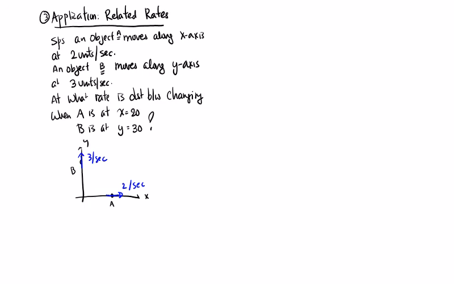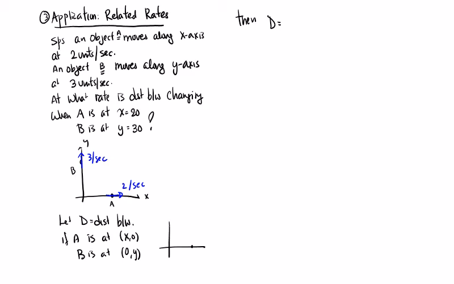Let's do this. Let me use a capital D to be the distance between. So D depends upon these two. In other words, if A is at x comma 0 because it's on the x-axis, and B is at 0 comma y, then the distance between them is an easy calculation, because what we have here is something like this: the Pythagorean Theorem. This is the square root of x squared plus y squared.